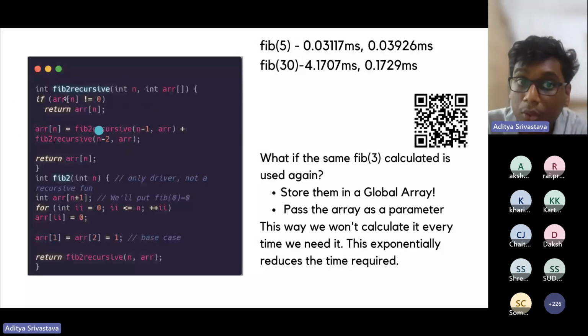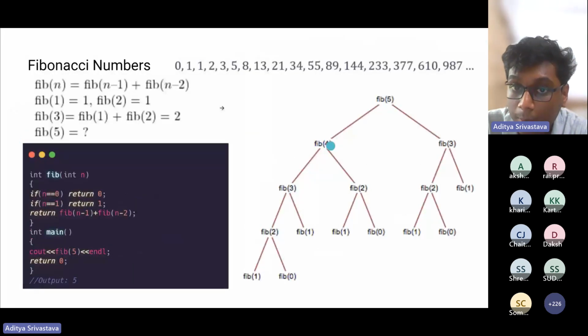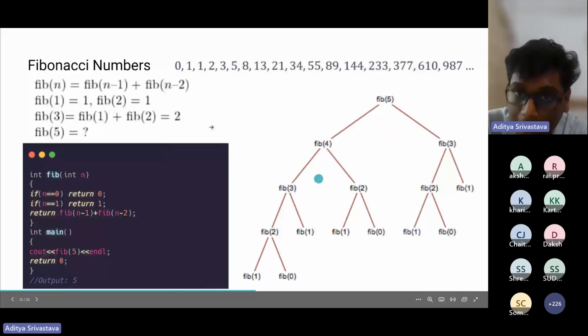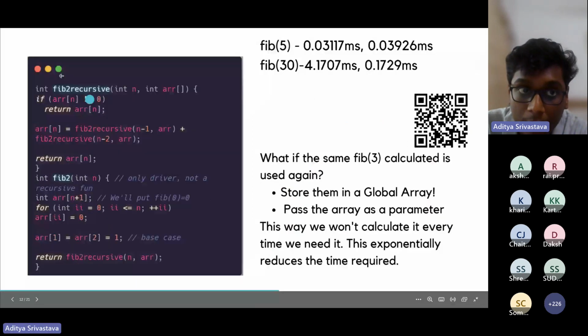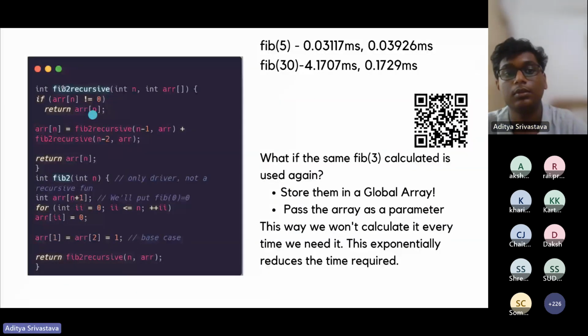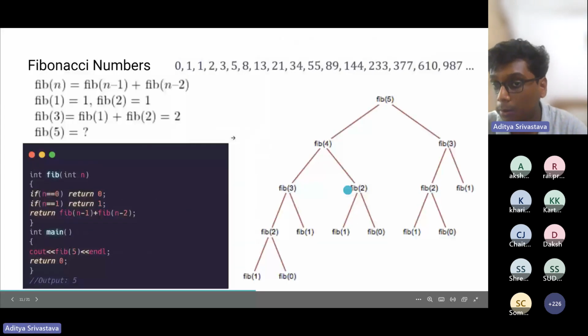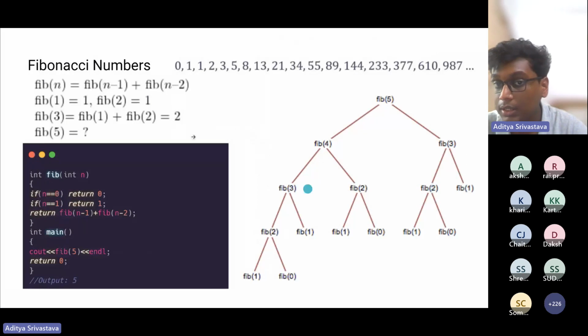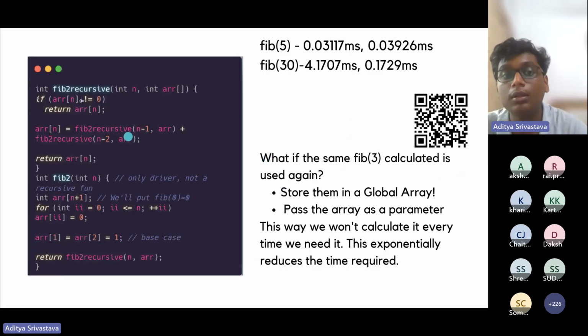And when this fib2 recursive is processing, it breaks into fib4, breaks into fib3 and fib2, but we have already calculated fib3 here, so this thing won't be calculated again and will be taken directly from array of n. Thus, our computation will be reduced by a lot. As you can see, this whole thing won't happen, only this will happen, and this will probably also not happen because fib2 is already stored. So this reduces our computation by a lot.